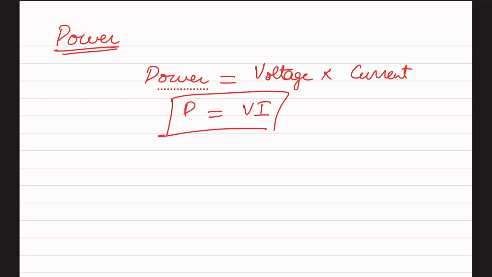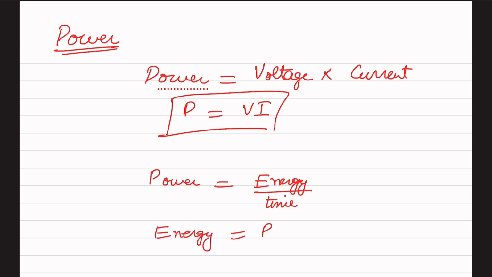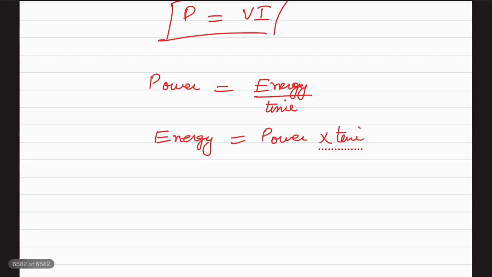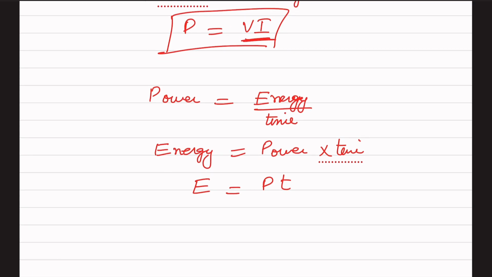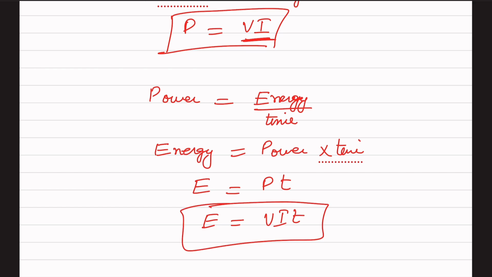Now, there's another equation that relates energy with power. Power is equal to energy divided by time. If we divide the energy by the time, we'll get the power. So energy equals power multiplied by time, or E equals P times T, or since P is VI, E will become equal to VIT. So this is the equation for the energy in terms of voltage, current, and time.